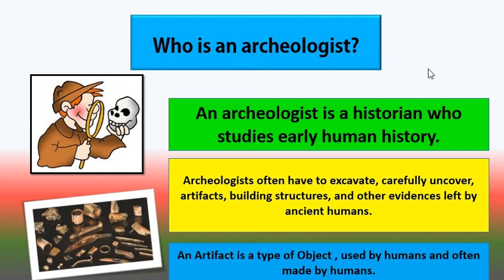Who is an archaeologist? An archaeologist is a historian who studies early human history. This is also a form of a historian, but they are studying history by discovering the hidden places or discovering the places which are not known to anyone. They excavate the area, they discover the area by digging it, and then carefully uncover the artifacts and the building structures and other evidences left by the ancient humans. And they study through the artifacts.